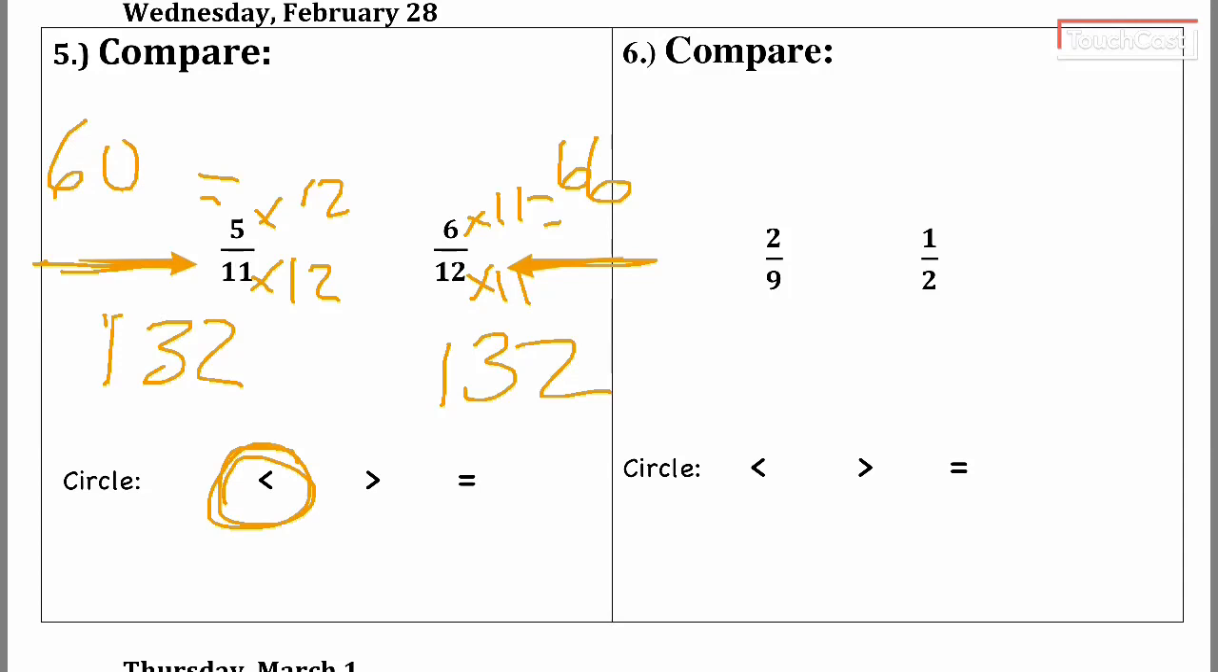Like for number 6, please make sure you take a good look at your denominators, 2 and 9, and think what multiples they have in common. Better yet, ask yourself, can I multiply 9 times 2 and get a common denominator? And then remember, what I did at the bottom, I must then do to the top. Please always remember that.